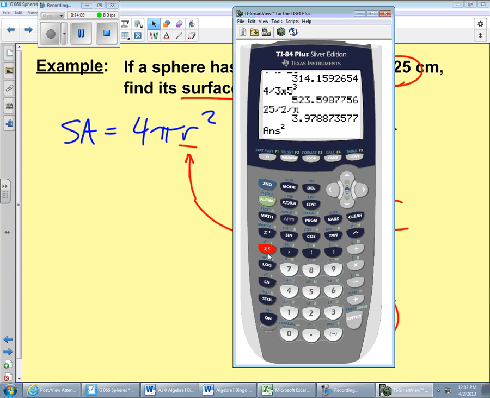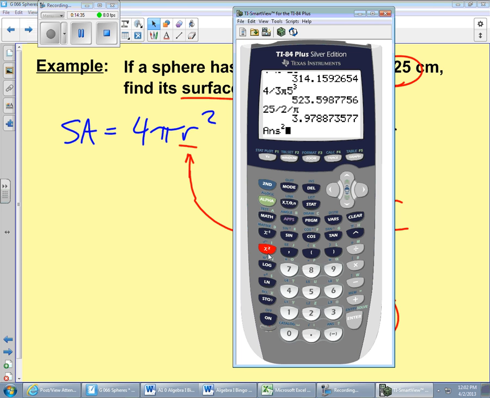And if you have lost it or whatever, there is an ANS. I believe it's the second function on top of the negative key. I can't really see it. Anytime you want to pull back the previous answer that you just found, all you have to do is hit second answer, and it'll pop that ANS up there, and it will use the previous value, including all of the decimal points, even the ones off the side of the screen.